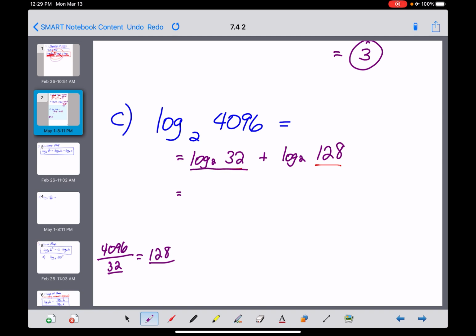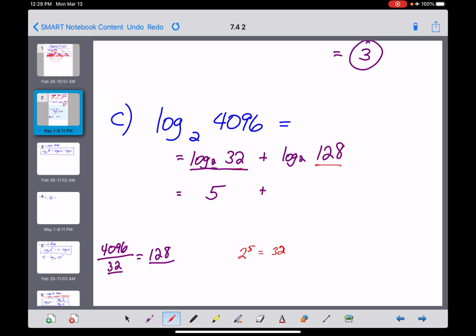Log base 2 of 32 means 2 to what power is 32? That's going to be a 5. And then the log base 2 of 128. Let me think real quick, guys, off to the side. We just established that 2 to the 5th is 32.